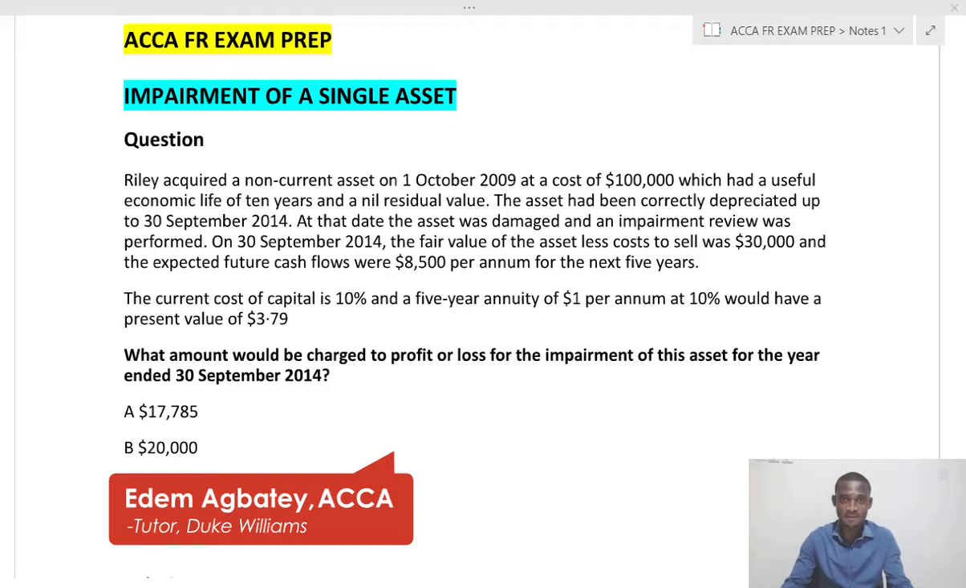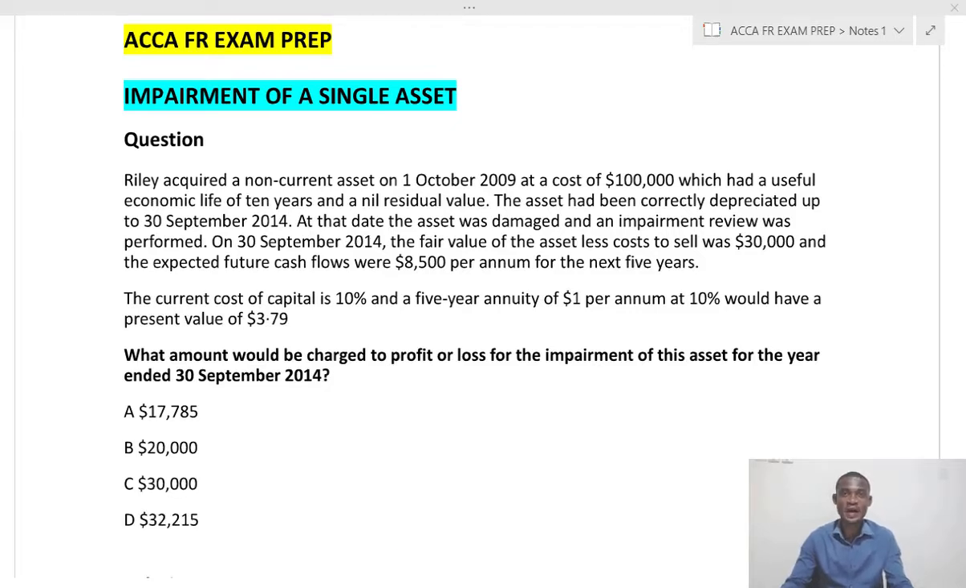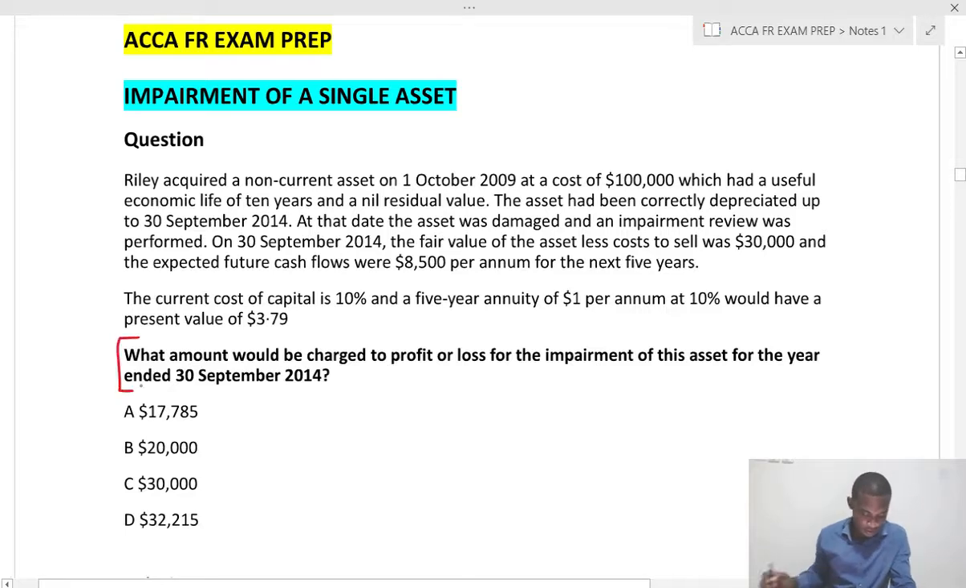My name is Adam. In this video, I'll be taking you through how we account for the impairment of a single asset. Now let's look at the question. The requirement: what amount will be charged to profit or loss for the impairment of these assets for the year ended 30th September 2014.